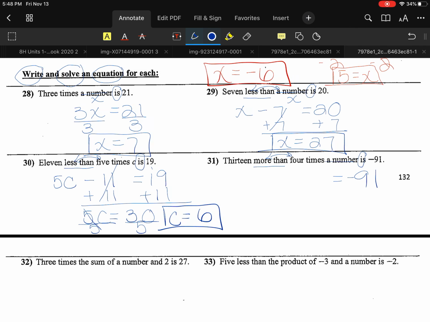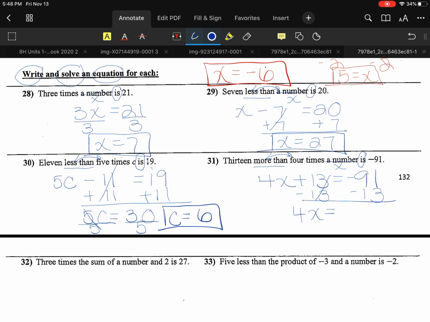13 more than 4 times a number. Than is a switch word. 4 times a number needs to come first, 4x. 13 more than that, plus 13. That's my equation. I now solve my equation. Subtract 13 from both sides.